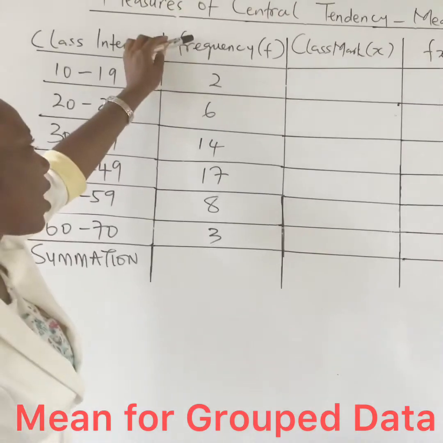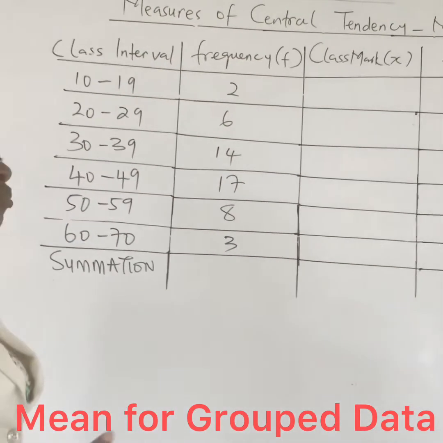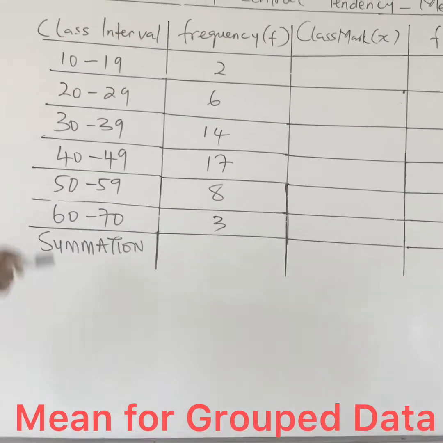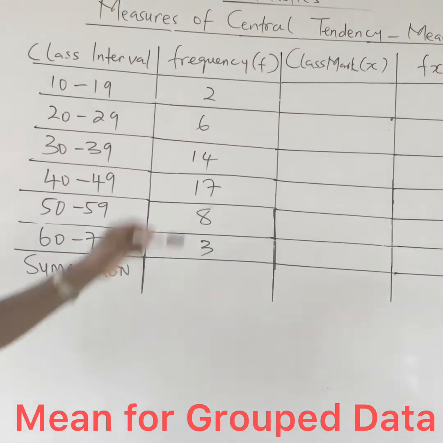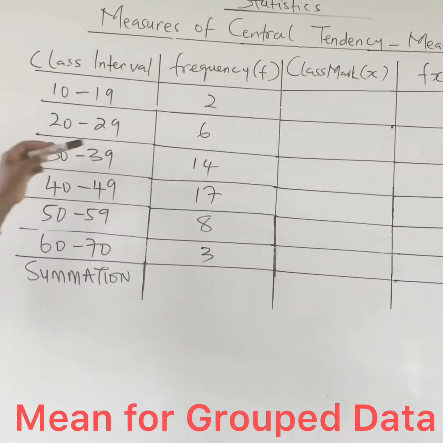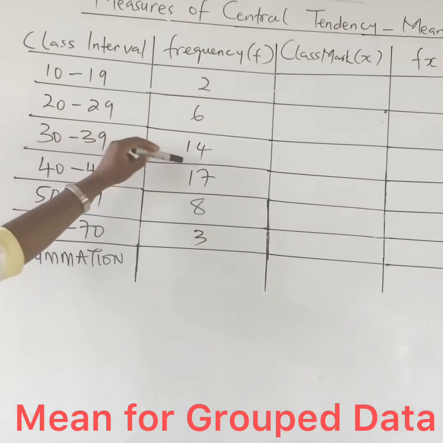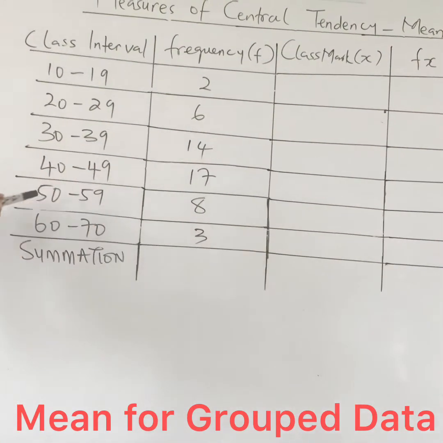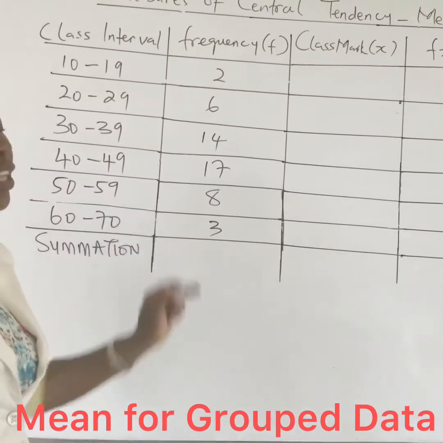Okay, here we have the frequency. Frequency is all about the number of times a value or group of values occurred in a given distribution. So for this class interval 10 to 19, we have them only twice in the distribution. So that is why we are having 2 here. Numbers from 20 to 29 occurred 6 times, 30 to 39 occurred 14 times, 40 to 49 occurred 17 times, 50 to 59 occurred 8 times, and 60 to 70 occurred 3 times.